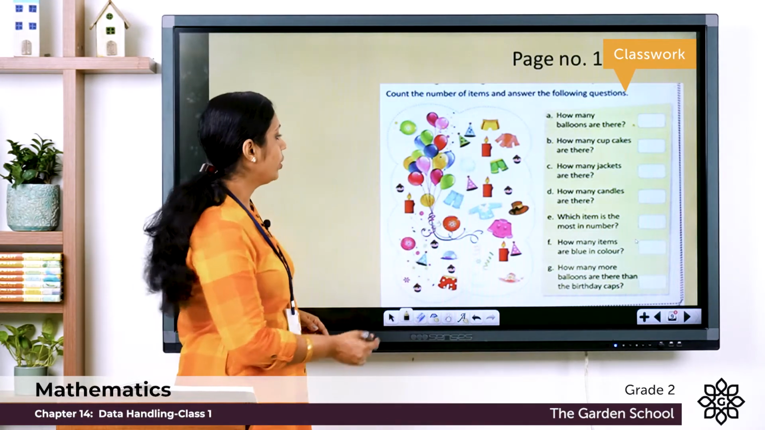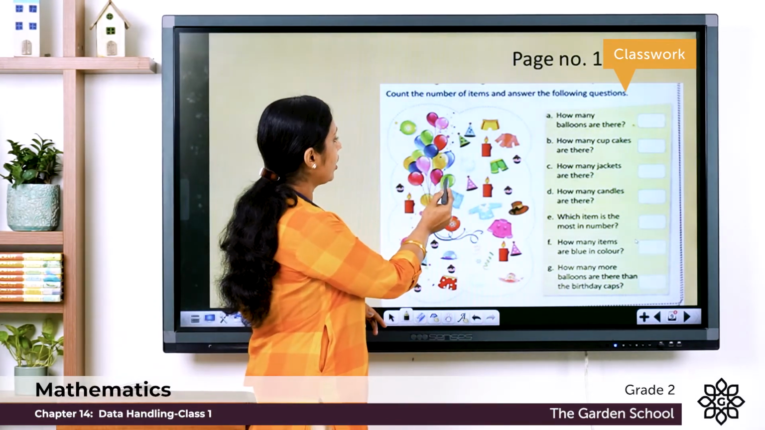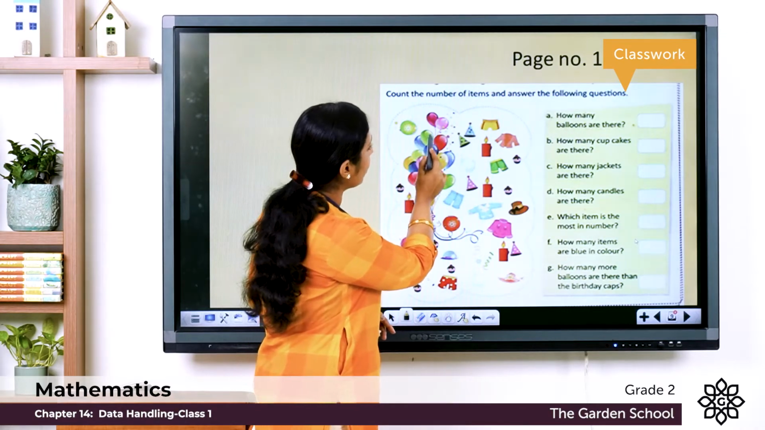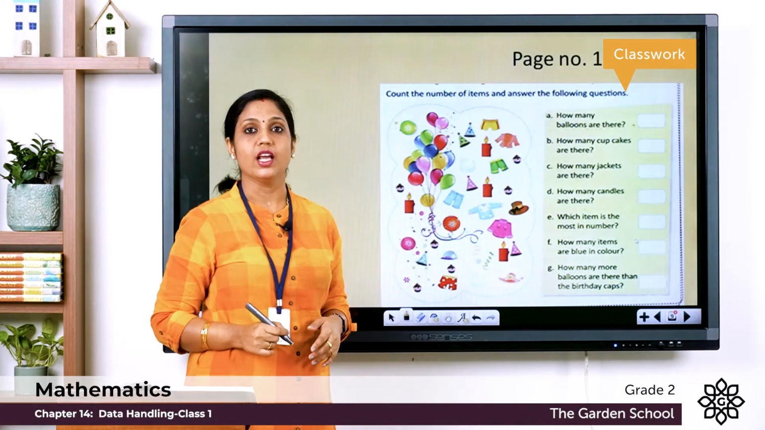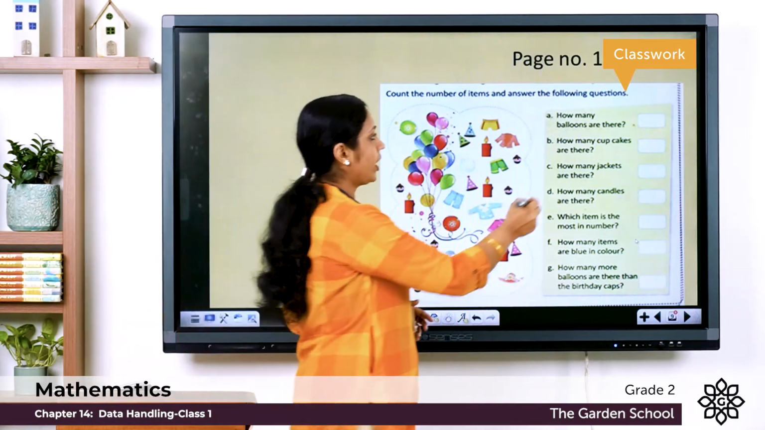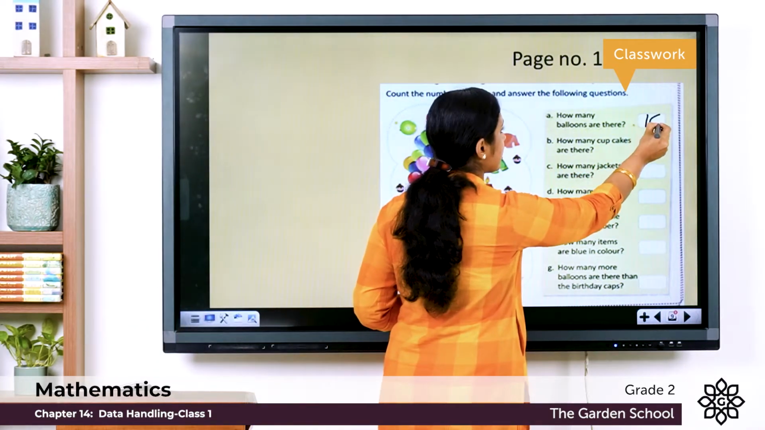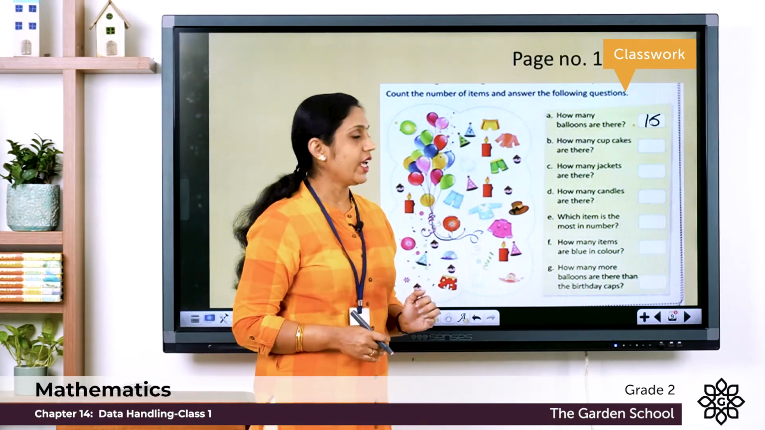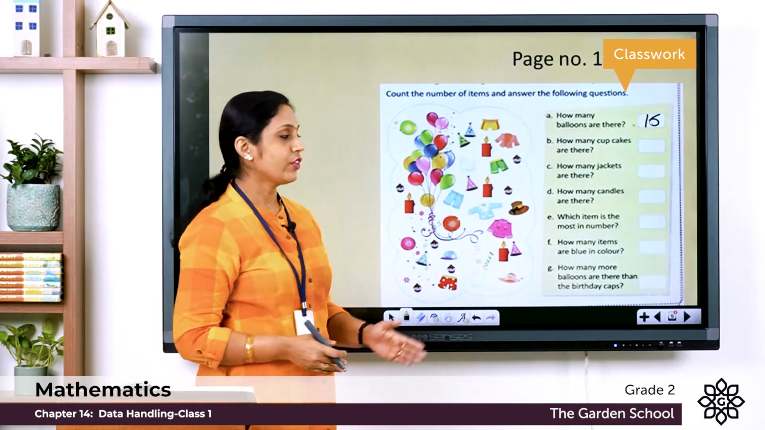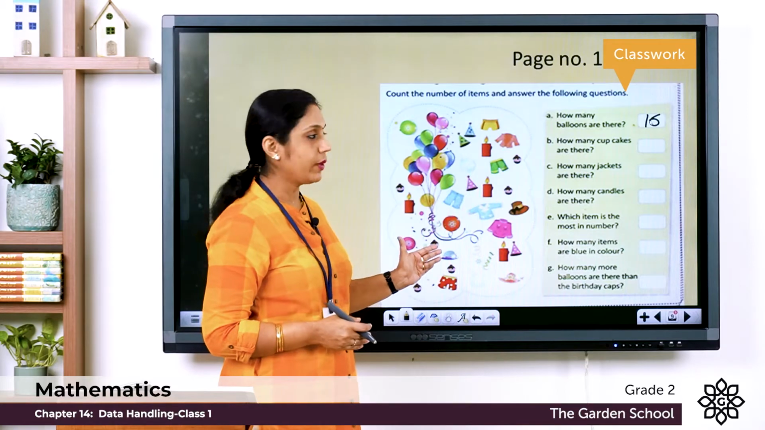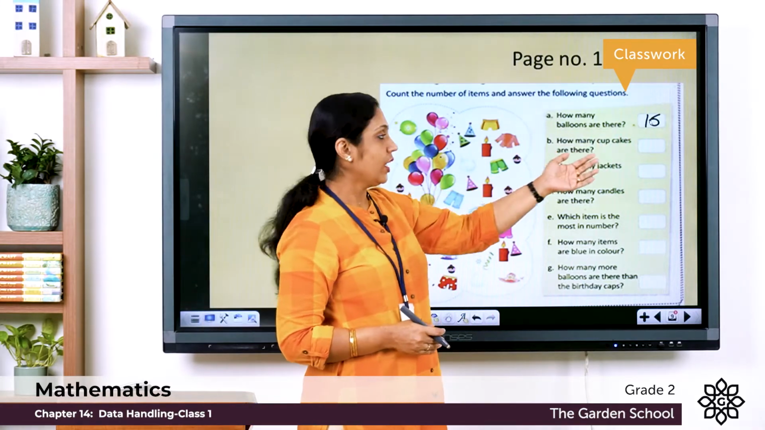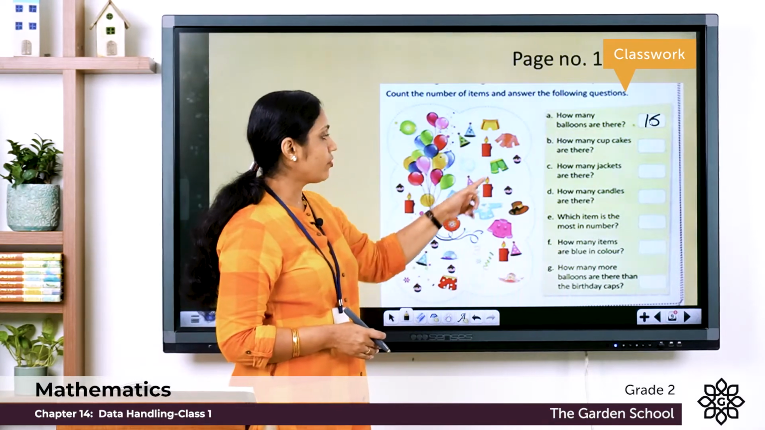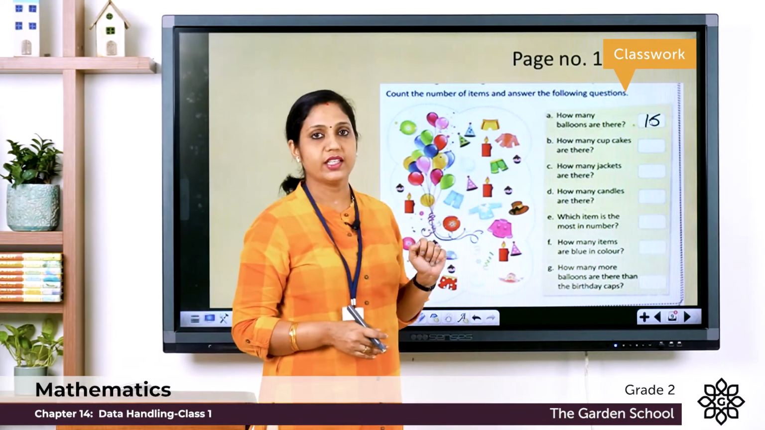So let's count the balloons. 1, 2, 3, 4, 5, 6, 7, 8, 9, 10, 11, 12, 13, 14, 15, 16. So there are 16 balloons. We can write it here, 16. And what is the next question? How many cupcakes are there? From this picture, count the cupcakes and write it here. The next question, how many jackets are there? Find out the number of jackets in this picture and write it there.